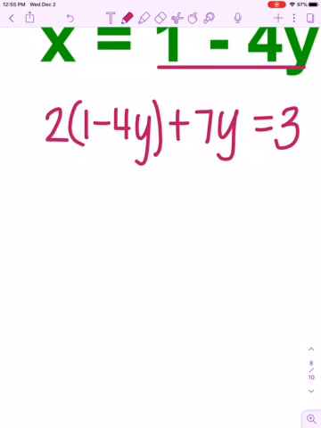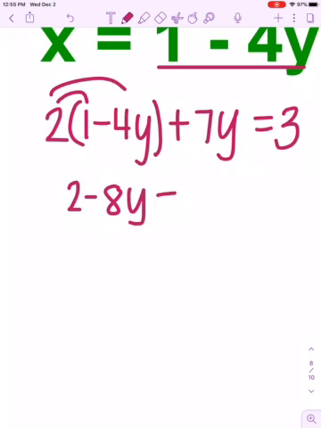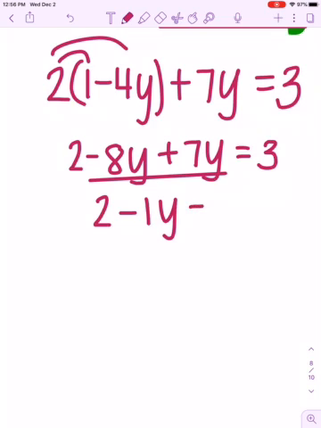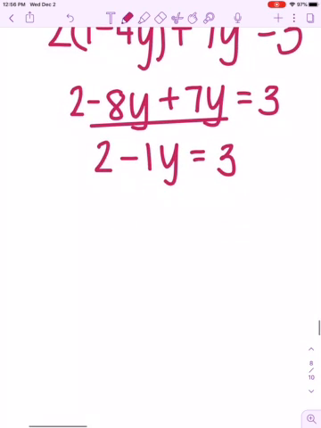Now it's just a problem that I need to solve. So I have to start by distributing to get rid of parentheses. So 2 times 1 is 2, minus 2 times 4y is 8y. We still have a plus 7y equals 3. Your y's are on the same side, so you smush them together. This 2 drops down. That's a negative 8 plus 7. Negative 8 plus 7 is negative 1y equals 3.